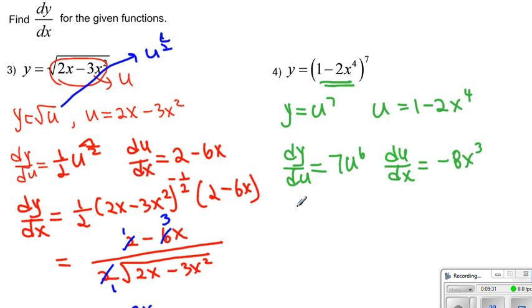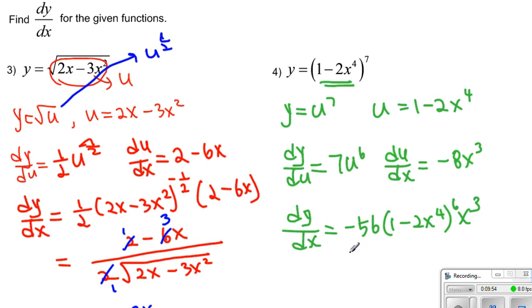Now, of course, to find out dy over dx is simply the product of those two, which ends up being negative 56. u was equal to 1 minus 2x to the 4th, to the 6th power, and multiplied by x cubed. So that becomes our final answer.